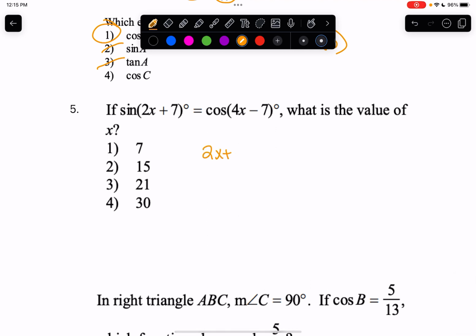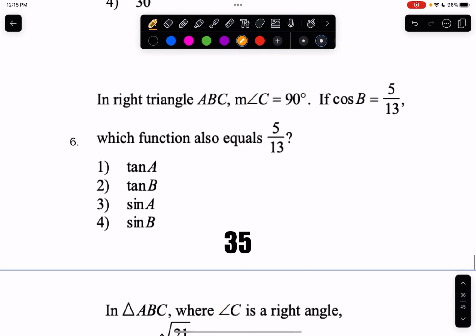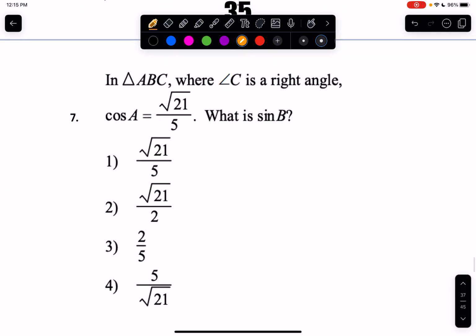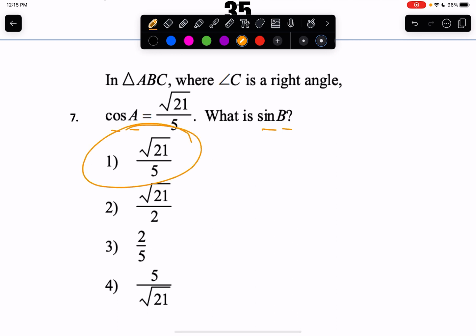Again, the two angles have to add up to 90 degrees. So we're saying 6x is equal to 90. So x must be equal to 15. So they're saying cosine of B is 5 over 13. So again, different function and different angle. They are equal, so you're just going to pick the same thing.